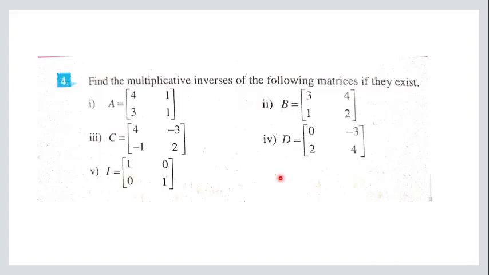Now coming to question 4, find the multiplicative inverse of the following matrices if they exist. Multiplicative inverse will only exist if the determinant of the matrix is not equal to 0. If the determinant of a matrix is equal to 0, then multiplicative inverse does not exist. Alright, I'll be only solving the second part of this question, matrix B. You need to solve all the other questions by yourselves.